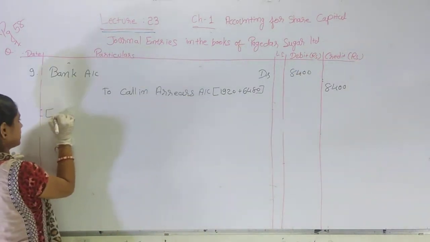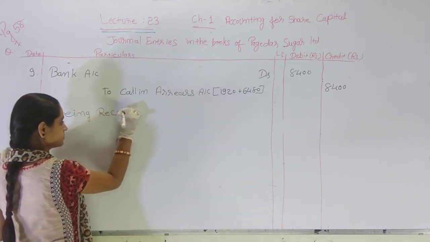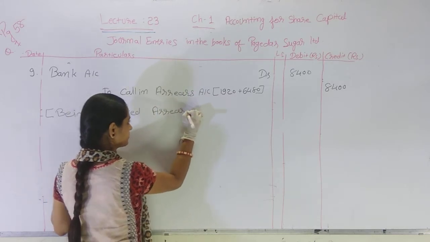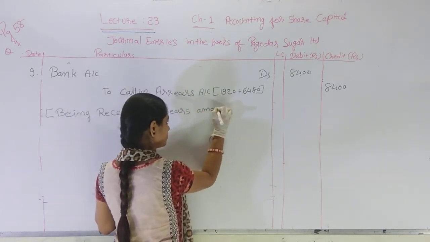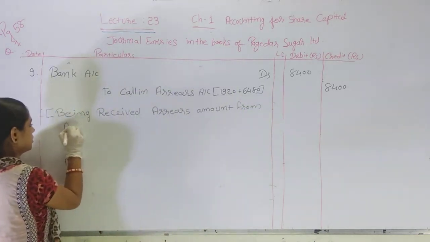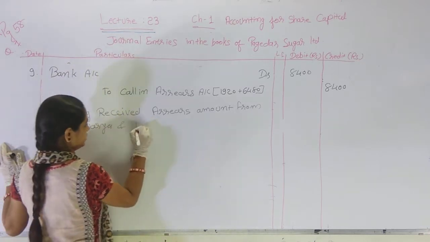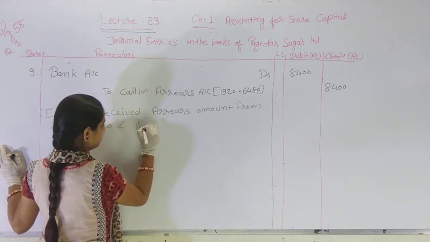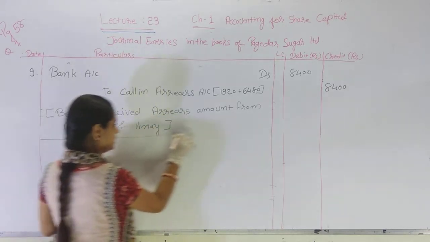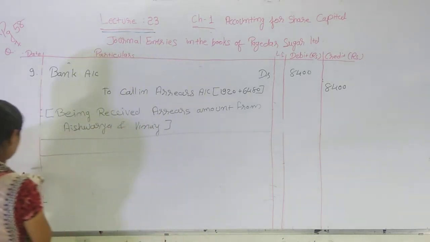In the bracket we have to write bill received arrears amount from Aishwarya and Vinay. Bracket over, underline, leave one line, then again underline, and then full underline.